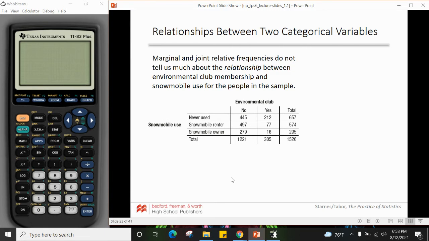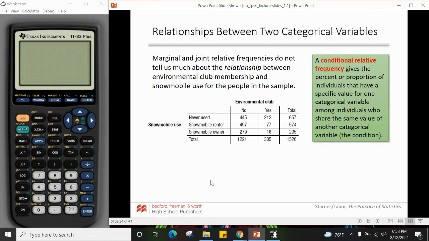Marginal and joint relative frequencies do not tell us much about the relationship between environmental club membership and snowmobile use for the people in the sample. So a conditional relative frequency gives the percentage or proportion of individuals that have a specific value for one categorical variable among individuals who share the same value for another categorical variable. I think, again, just an example would be easier.